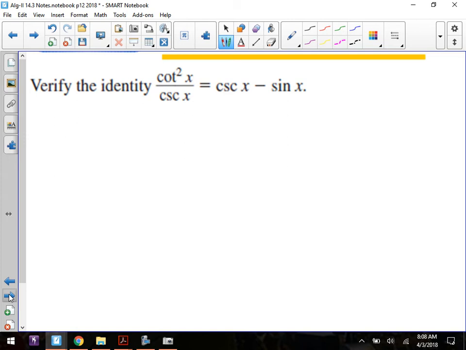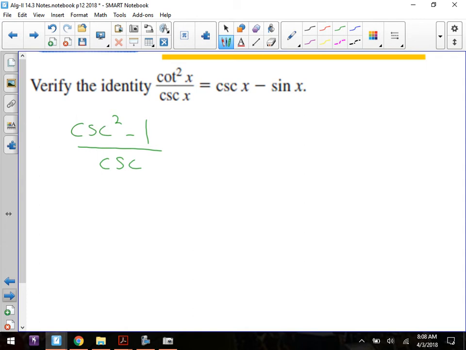Well, cotangent squared is one of the Pythagorean identities. I believe it was 1 plus cotangent squared equaled cosecant squared. So what I'm doing here is that I know that cotangent squared is going to equal cosecant squared minus 1 all over cosecant. Oh, I'm sorry, cosecant. Thank you. Sorry about that.